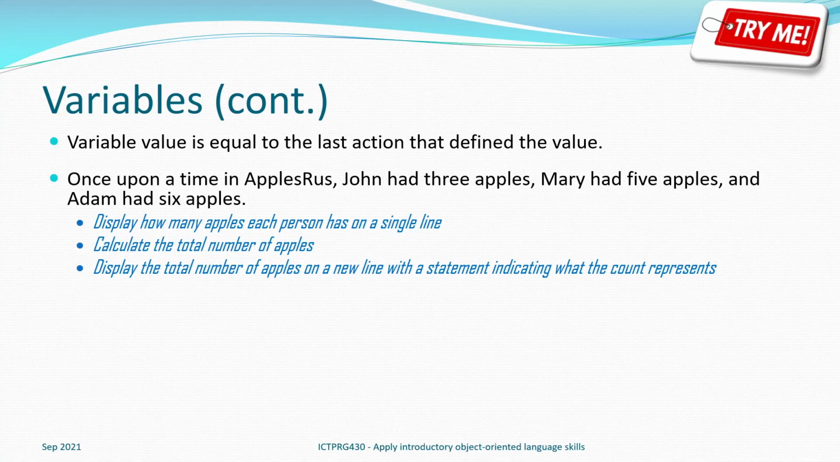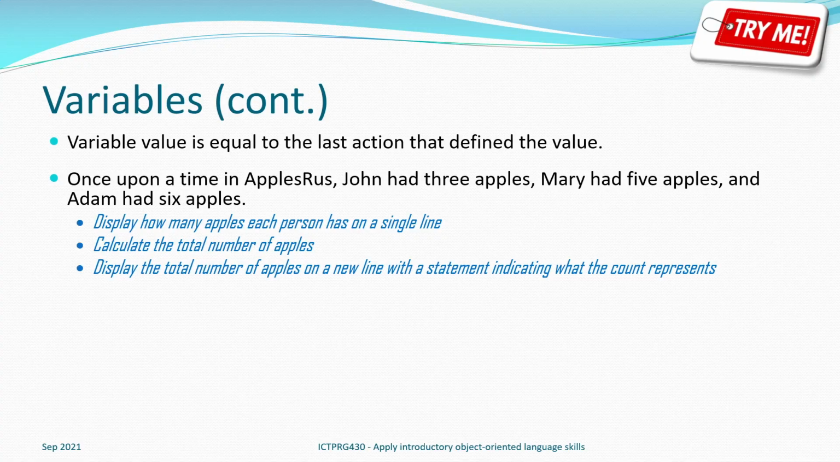So again, a little activity for you to shoot off and do. Apples R Us has John with 3 apples, Mary with 5, and Adam with 6. So we want to display how many apples each person has on a single line, calculate the total number of apples between all members, and display the total number of apples on a new line with a statement that represents that total.